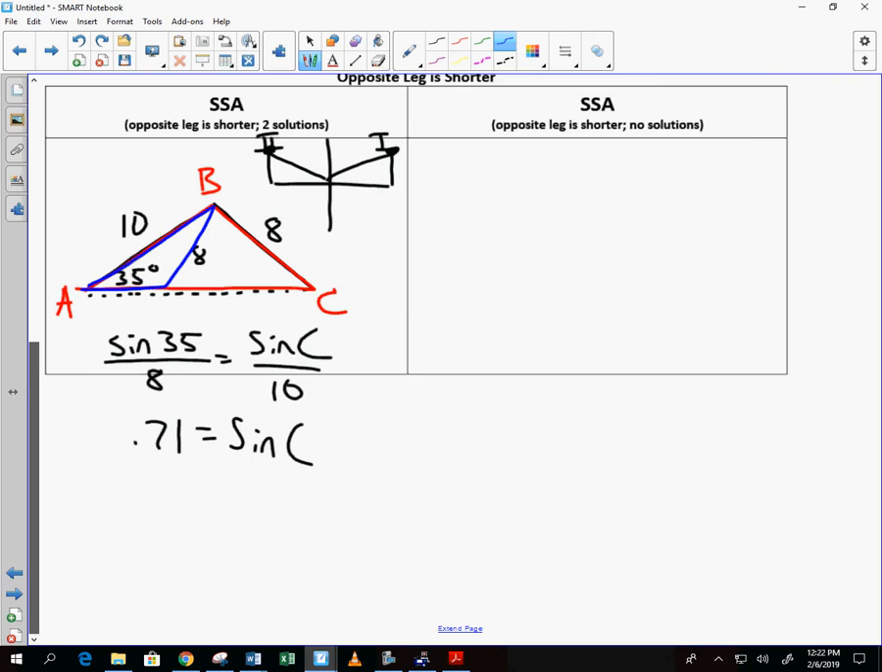Let's look at a different situation. Suppose we have the same type of setup. I've got a length of 10. I've got an angle of 35 degrees. And instead of a length of 8 on the other side, we're going to create a length of 2. Okay? So I'm going to create a length of 2.